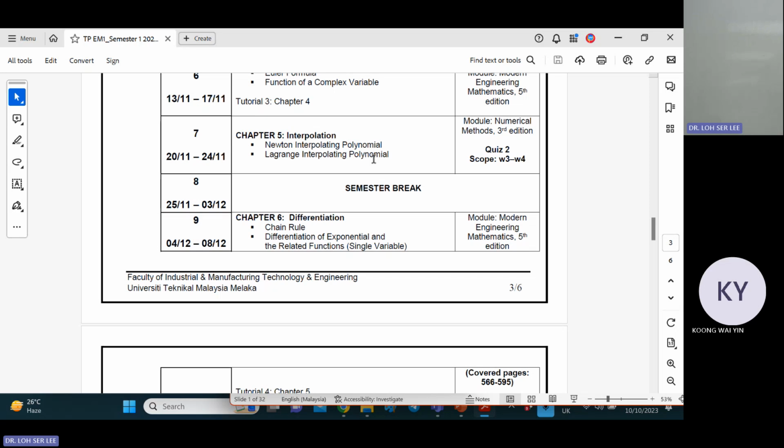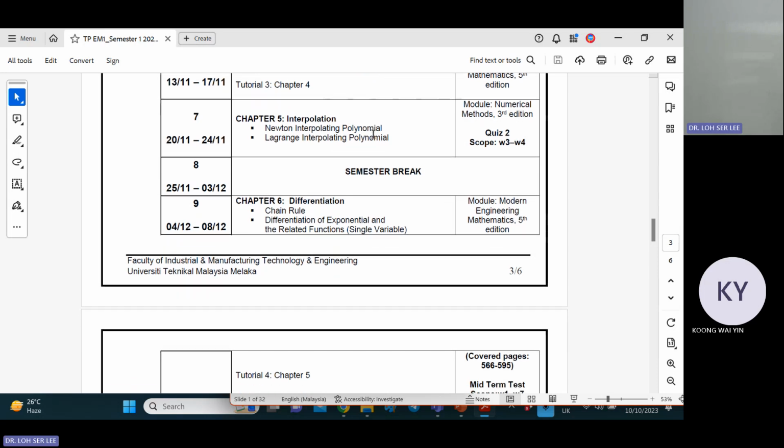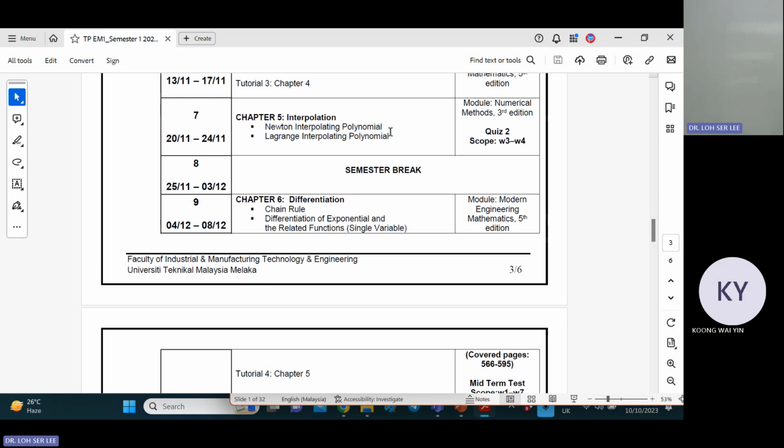Okay, next one, interpolation. I think this is new to all of you. Interpolation is more like curve fitting. Given a few points, we have to find a curve that best fits those points. That is called interpolation. This is more used in research.